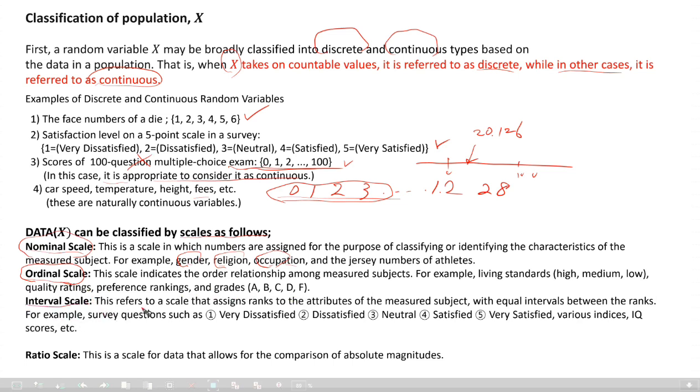Interval scale. This refers to a scale that assigns lengths to the attributes of a measured subject with equal intervals between the lengths. For example, survey questions such as: very dissatisfied, dissatisfied, neutral, satisfied, very satisfied. That kind of thing is called interval scale. Ratio scale. This is a scale for data that allows for the comparison of an absolute magnitude. We will consider data such as ratio scales, say real numbers. Okay.